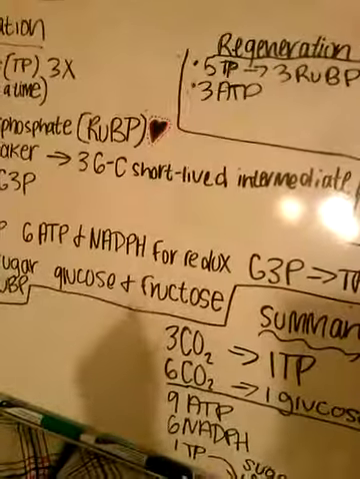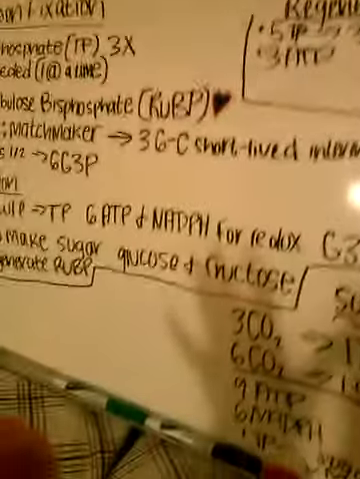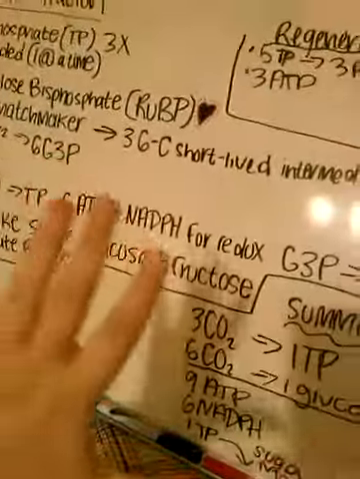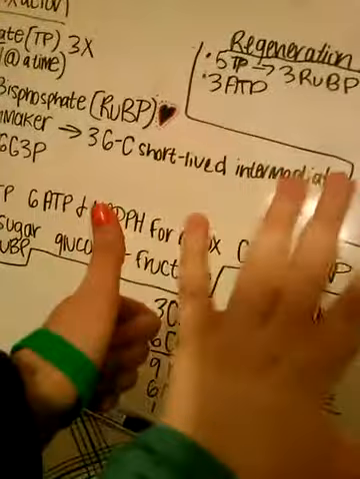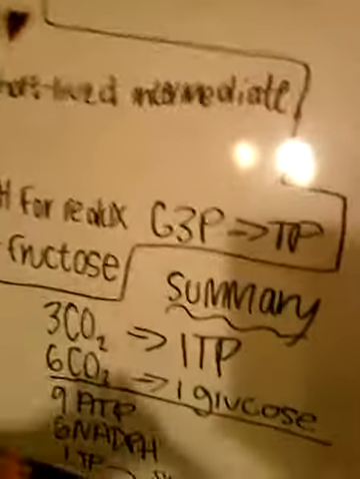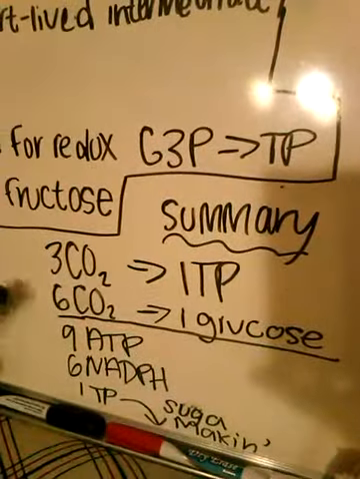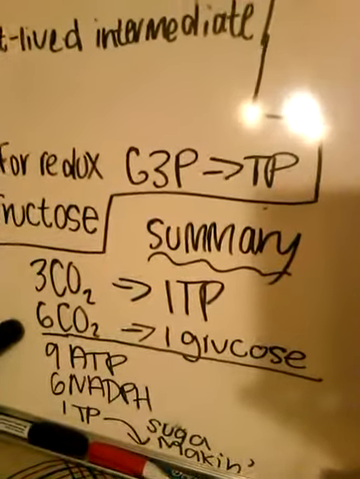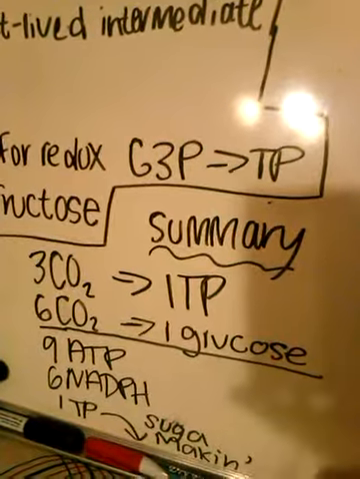Exactly. In order to get 1 glucose, you have to go through the cycle twice as many times. You need 6 CO2. So, in the end, 9 ATP are used and 6 NADPH are used.